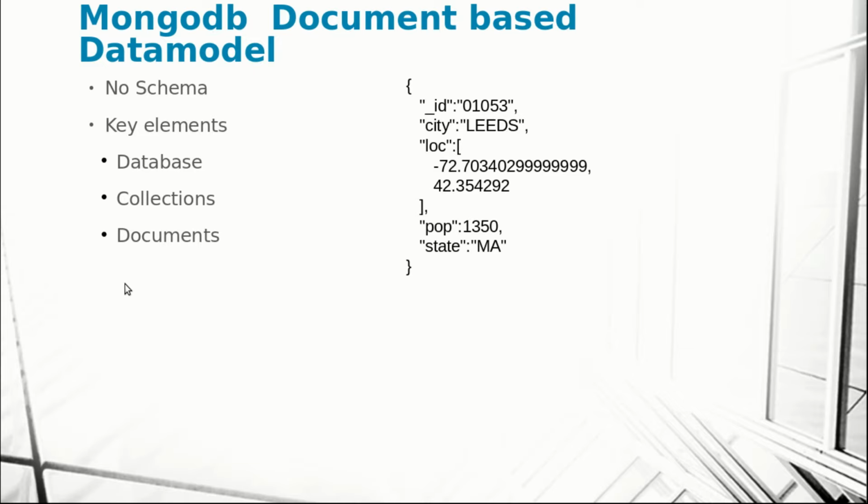So let's go ahead and see the MongoDB document-based data model. As I explained earlier, MongoDB is a document-based database, and MongoDB does not have a schema. If you take a relational database, you have a schema, so you have to store data according to a schema. But in a document-based database, you don't have schemas. Simply, you can store data at your will.